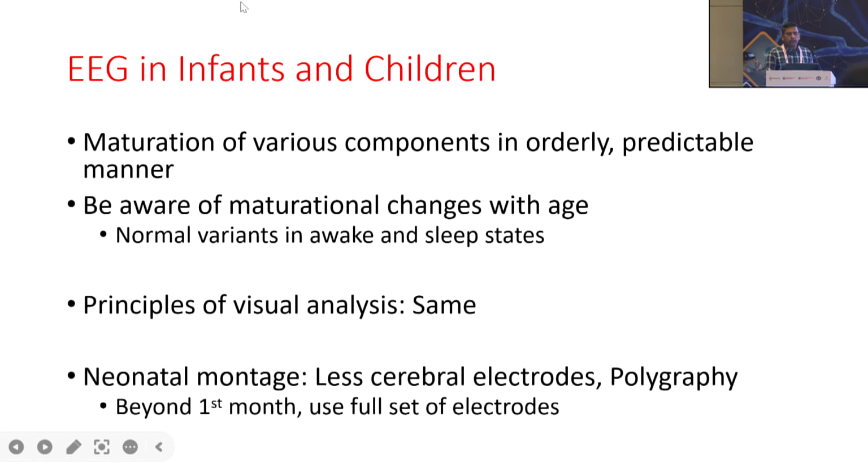So in infants and children, the maturation of these components happens in a very predictable manner. Sometimes you can just look at the EEG and guess the age of the child also. To that extent, some of the background elements are quite predictable. And you should know what are the normal frequencies or background rhythms expected for that age, and some of the normal variants in awake and sleep states.